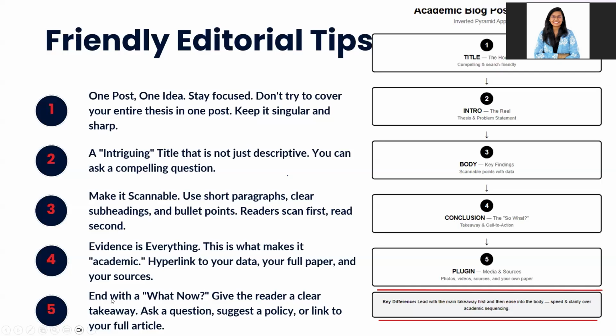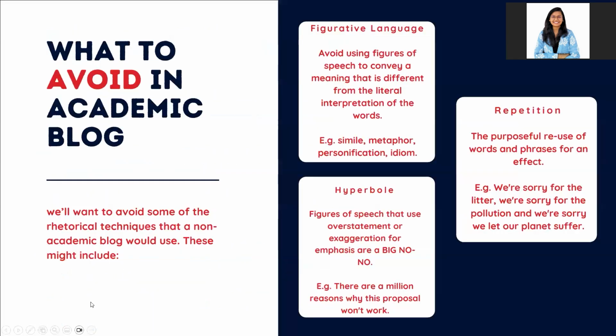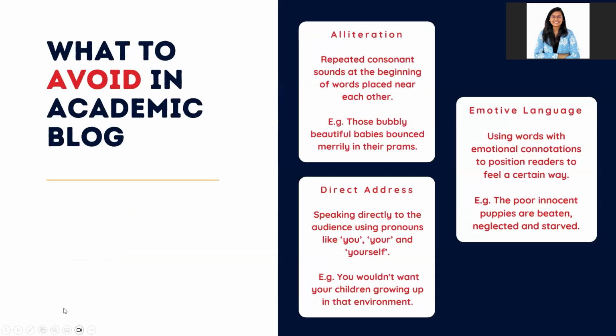What can be used? There are a few slides on what you shouldn't use in the blog. Basically, the next one is the figurative language. Avoid using similes and metaphors and personifications, hyperboles or repetitions. Again, another slide also says that alliteration should be avoided, direct address, emotive languages should be avoided. However, what can you use?